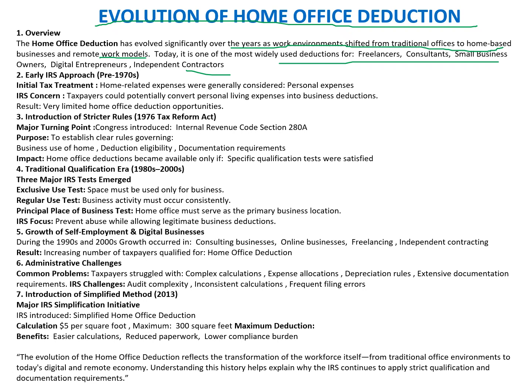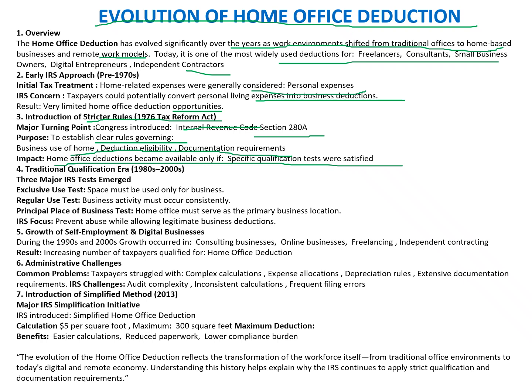Pre-1917, which is the early IRS approach: in the initial tax settlement, home-related expenses were generally considered personal expenses. The IRS concern was that a taxpayer could potentially convert personal living expenses into business deductions. This means very limited home office deduction opportunities were there. Then came the introduction of the stricter rule. In the 1976 Tax Reform Act, a major turning point, Congress introduced Internal Revenue Code Section 280A. The purpose was to establish clear rules governing business use of the home, deduction eligibility, and the documentation required. This means the home office deduction became available only if specific qualification tests were satisfied.